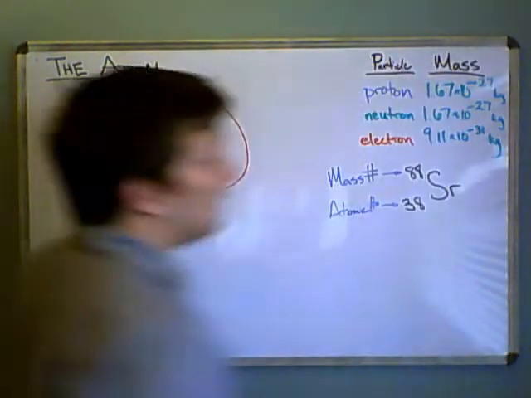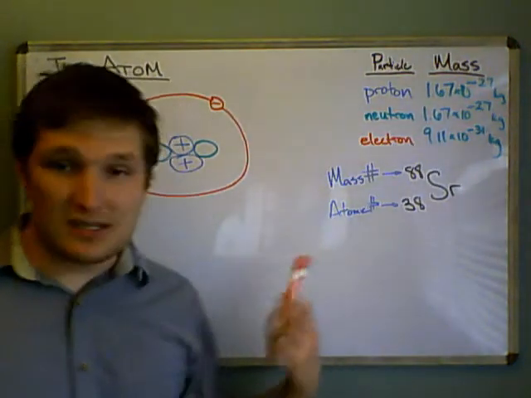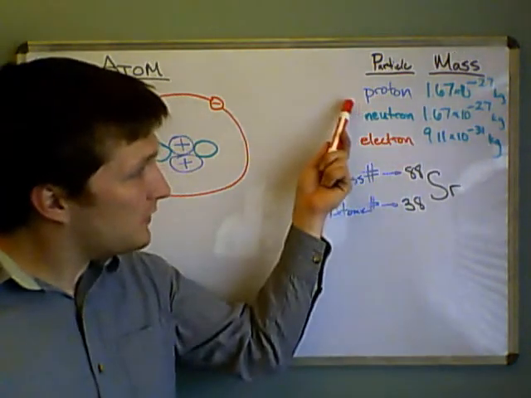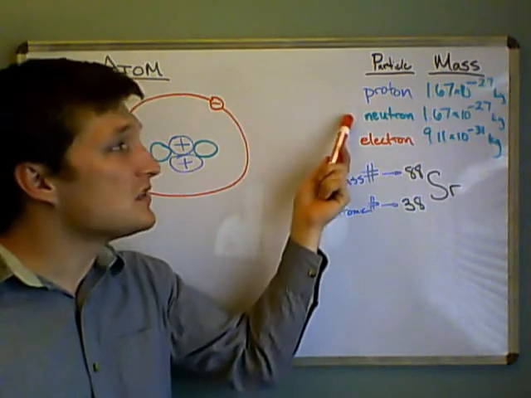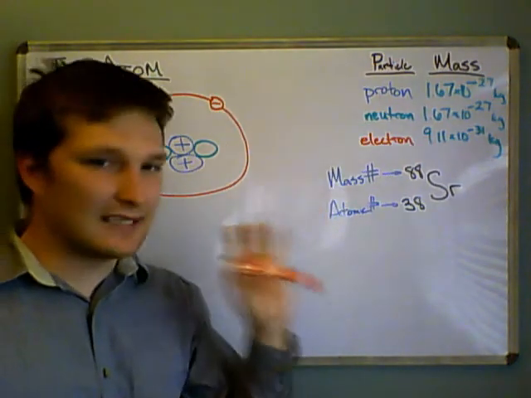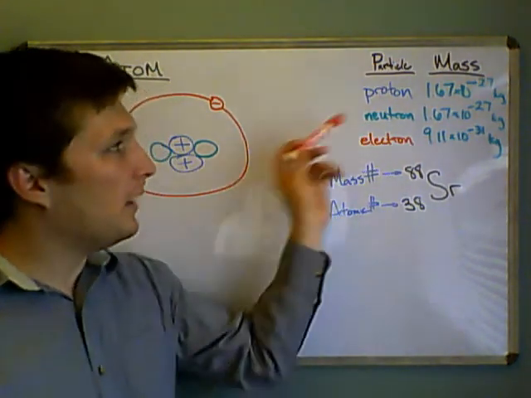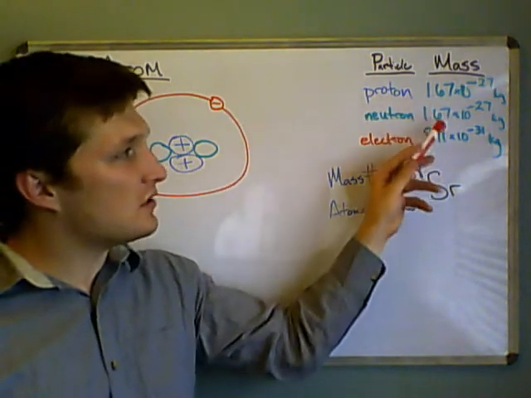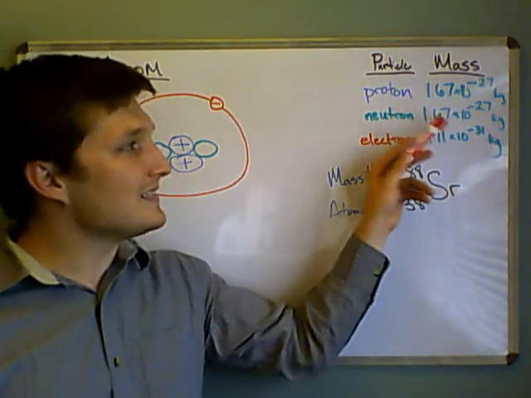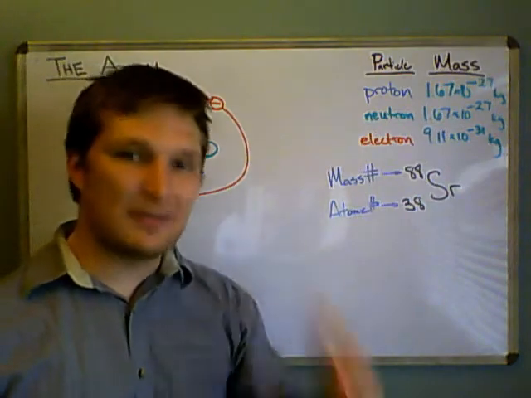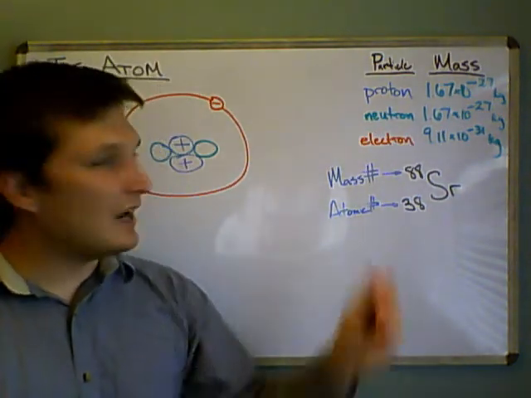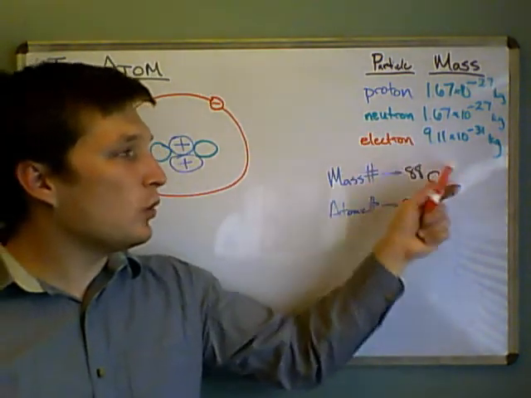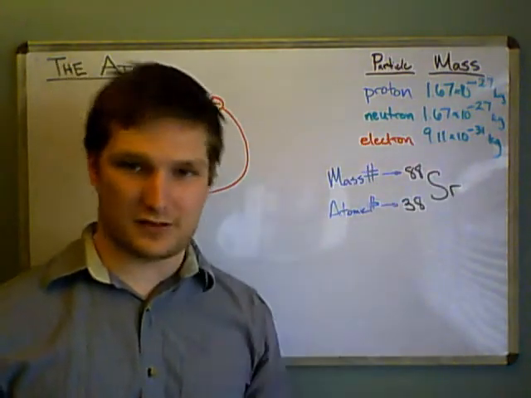Now, let's talk about the masses of these particles. Protons and neutrons are pretty close together. The neutron weighs just a slight bit more, but at three significant figures, they weigh 1.67 times 10 to the negative 27th kilograms. And an electron only weighs 9.11 times 10 to the negative 31st kilograms.